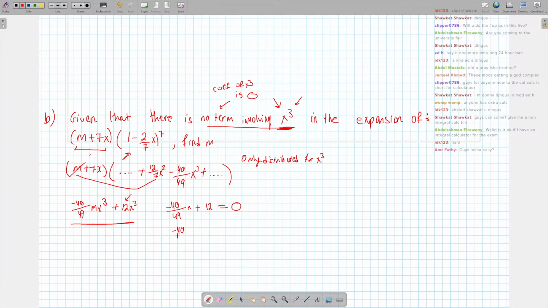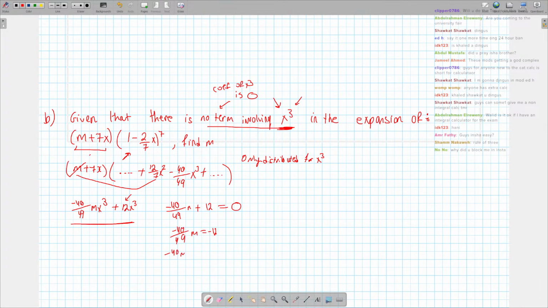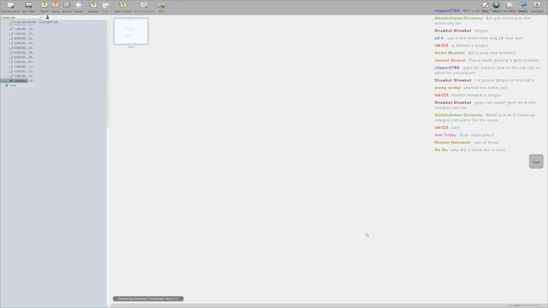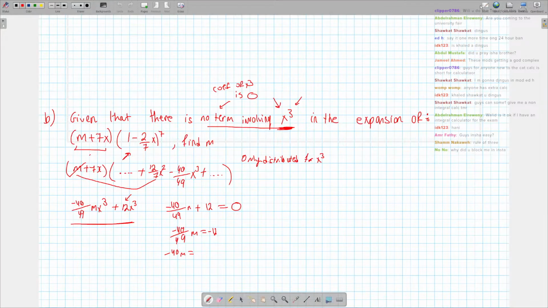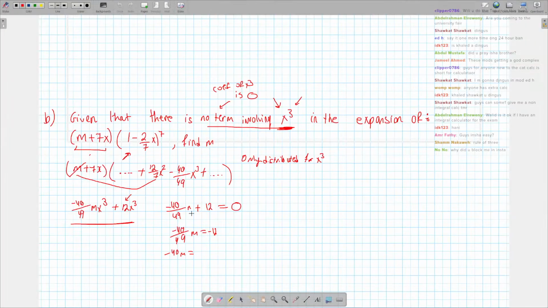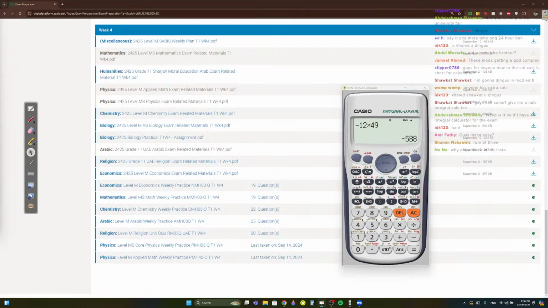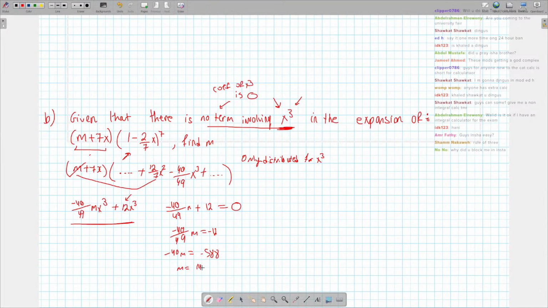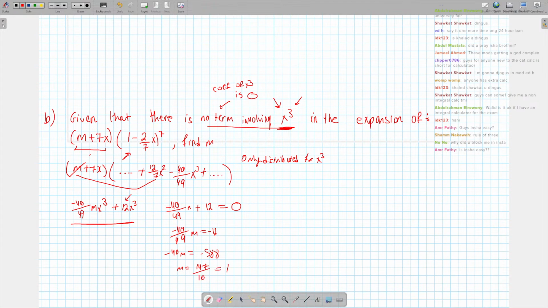Now, can you solve this? Yes, you can. You get minus 40 over 49 m equals negative 12. You're going to get minus 40m equals 49 times negative 12. Let's just put this in a calculator. Minus 40m equals negative 12 times 49. Negative 12 times 49 is negative 588. And you're going to get m equals negative 588 divided by negative 40. You're going to get 147 over 10. Okay, if you want, you can put it in decimal form as well.